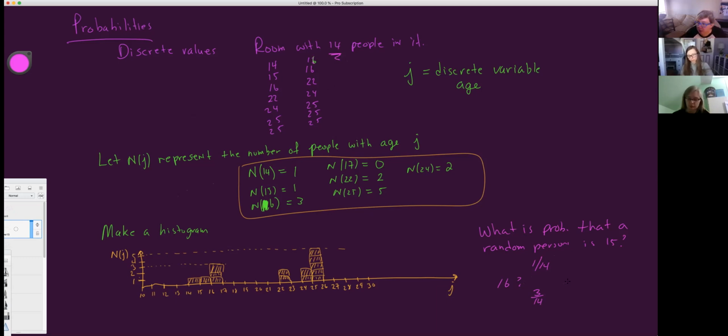Okay, so in general, let's define the probability of a person being a certain age, J, as n of J over n, where n is the total. That makes sense? Just making it more formal. So P of J is the probability.